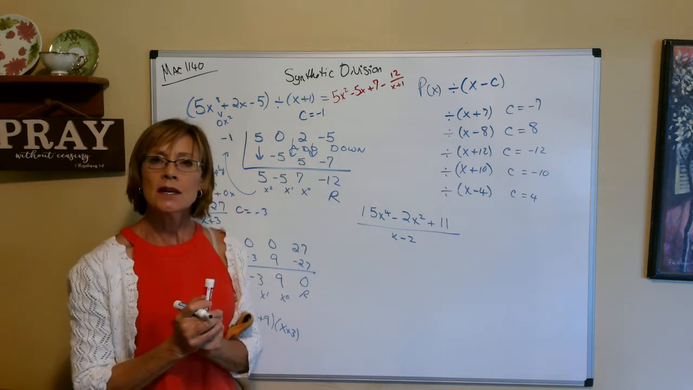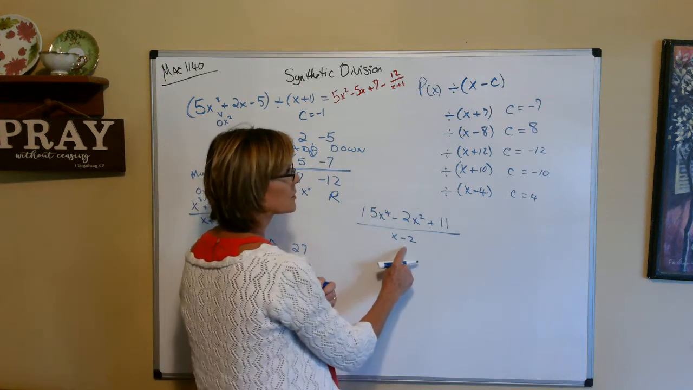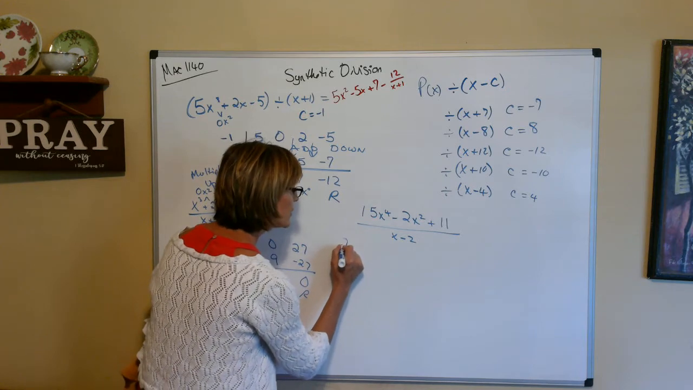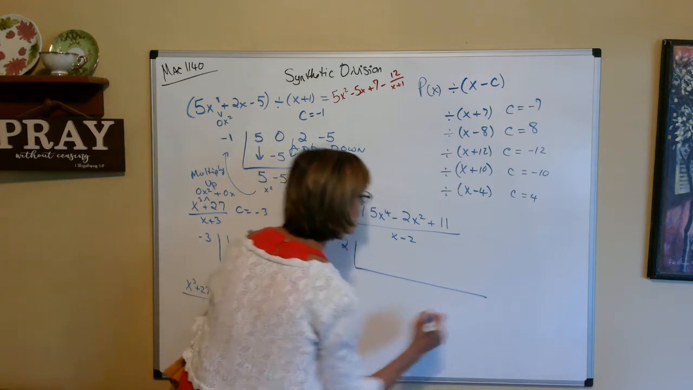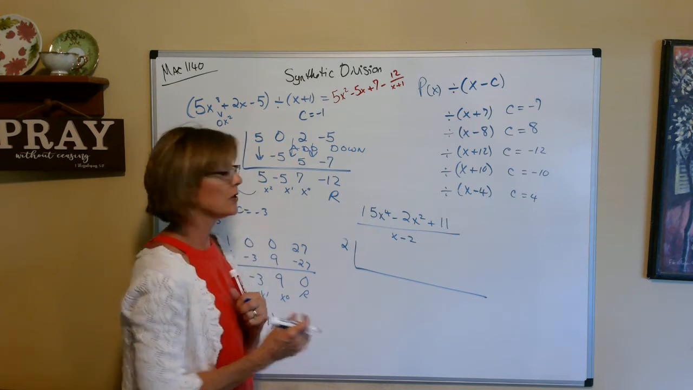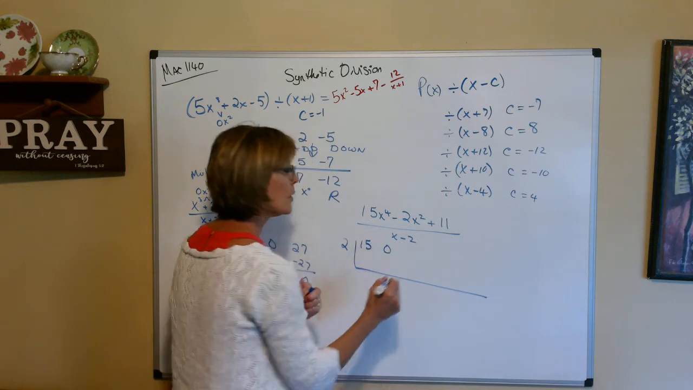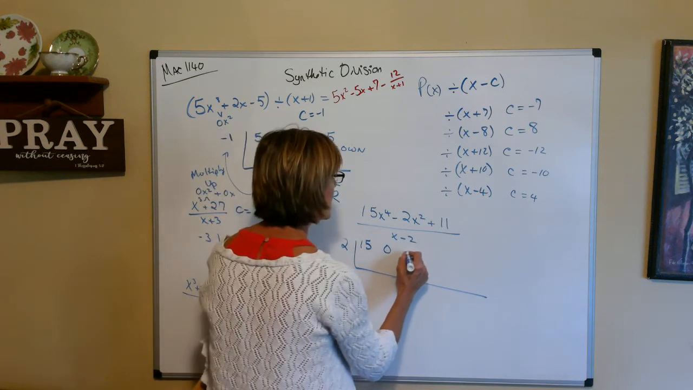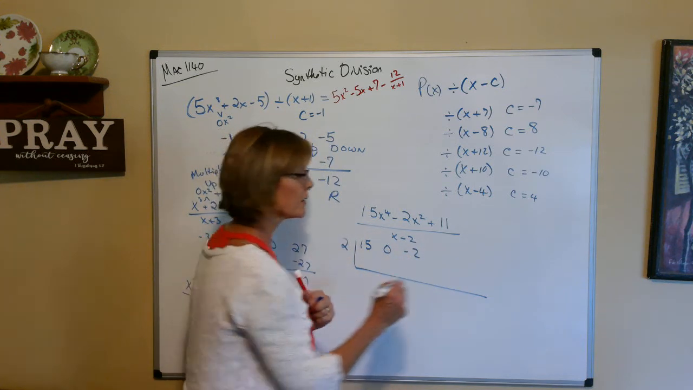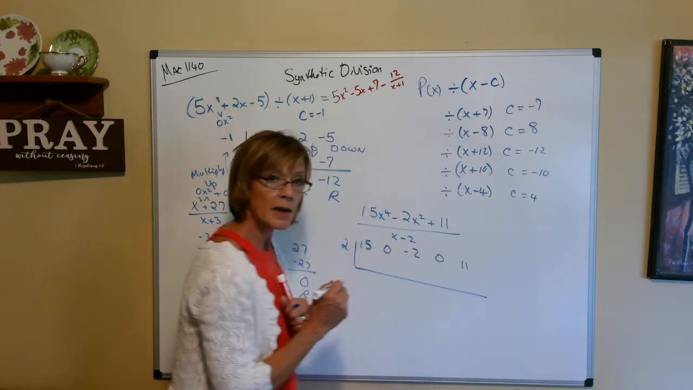So in this case, c would be equal to 2 because you take the opposite of what it looks like. So write down your c. Draw your big long L. Put the coefficients out there. Put your placeholders in if you need to. So like 15x to the 4th, 0x cubed, negative 2x squared, 0x, 11 is my remainder.